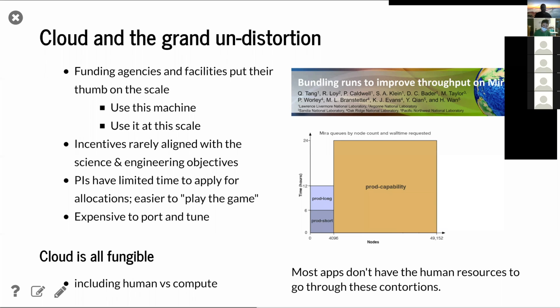A kind of promising thing about cloud resources is that it's all fungible. It's all just money. And in principle, it's the same money that could pay for people. And so, if doing some code optimization is more cost effective than paying for this many million hours, then you can do that. It's an easy choice to make.